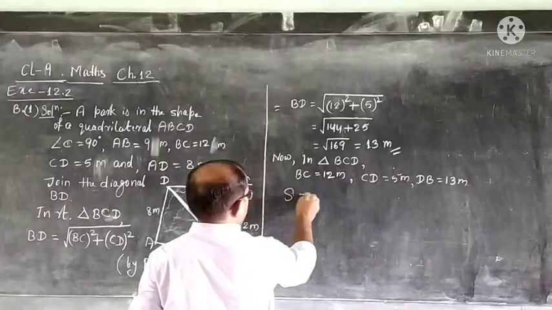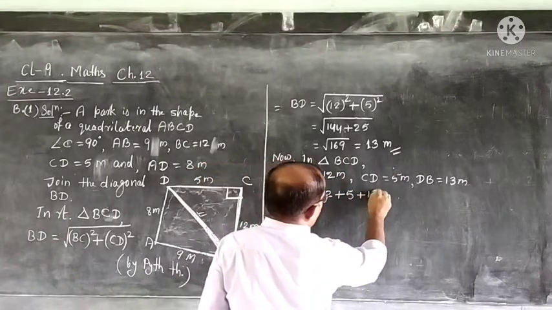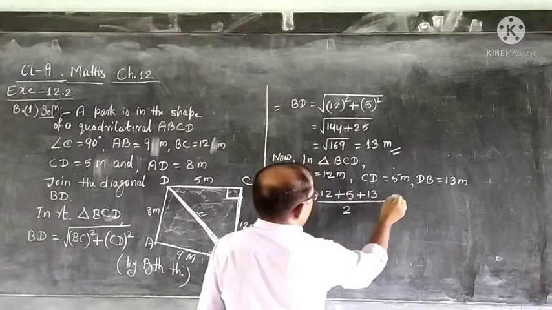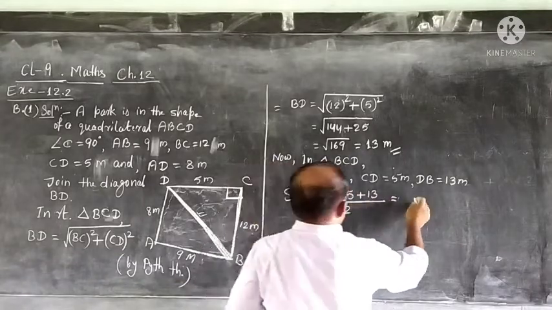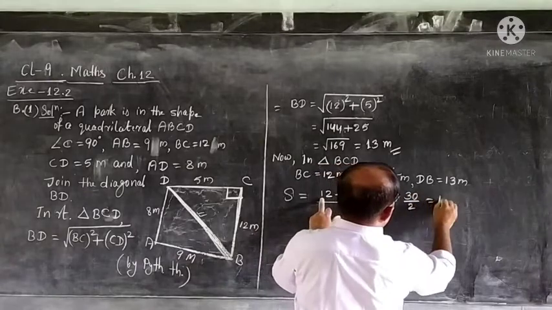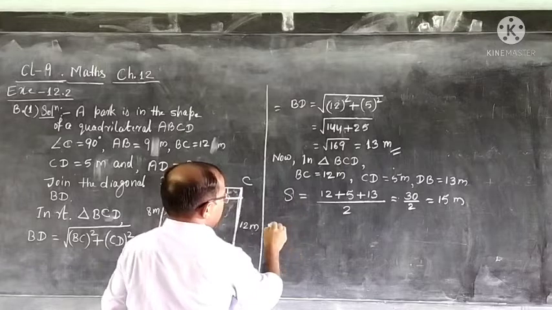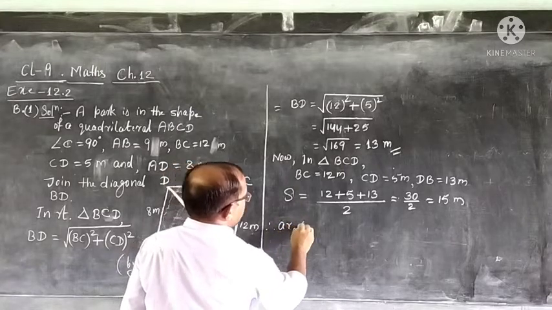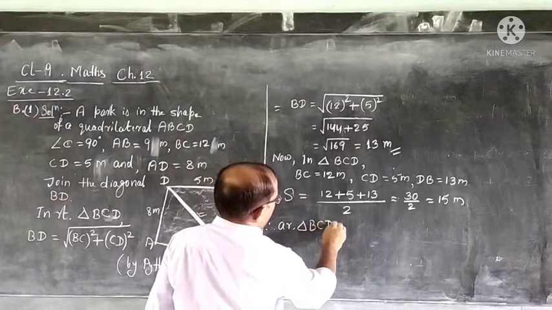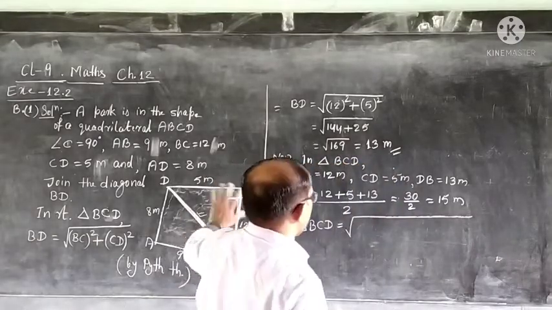So, first the semi-perimeter S: first side, second side and third side, 13 + 5 + 12 = 30, divided by 2, 30 by 2 is 15 meters, the semi-perimeter. Therefore, the area of which triangle? BCD. Here we are using this name because the quadrilateral is divided into two parts.